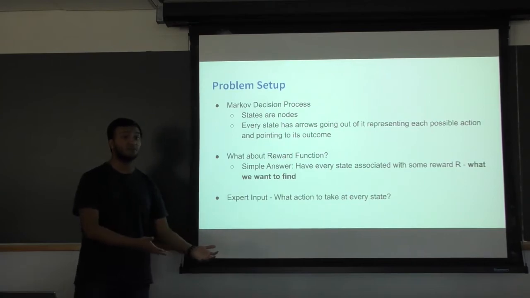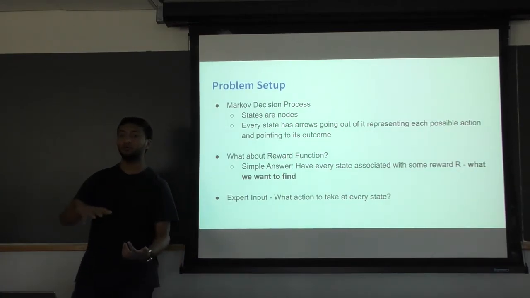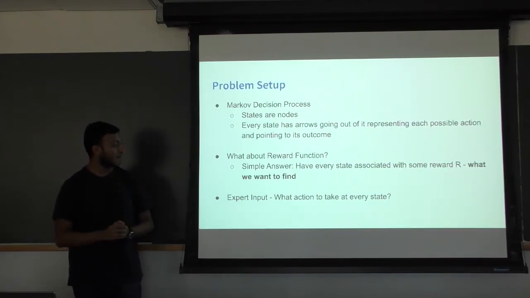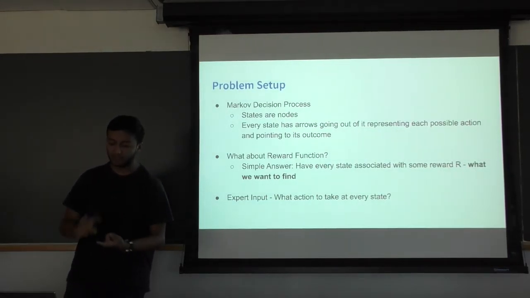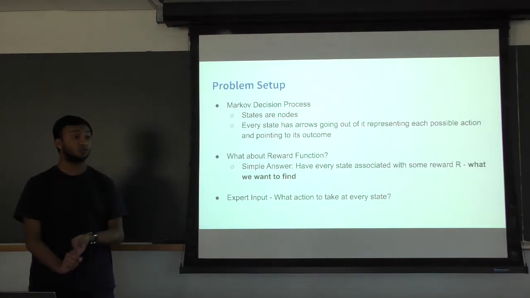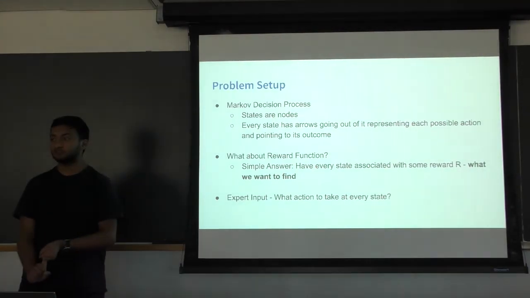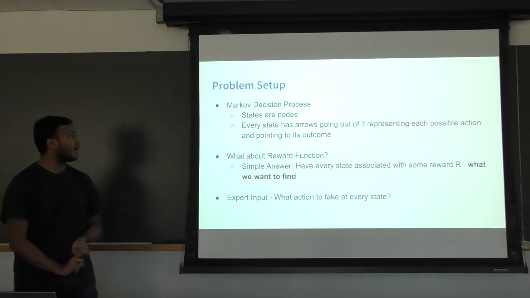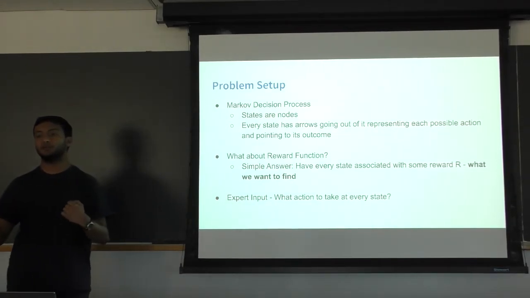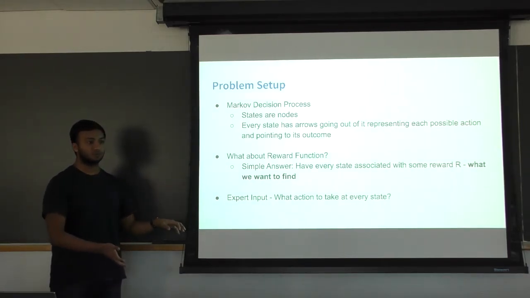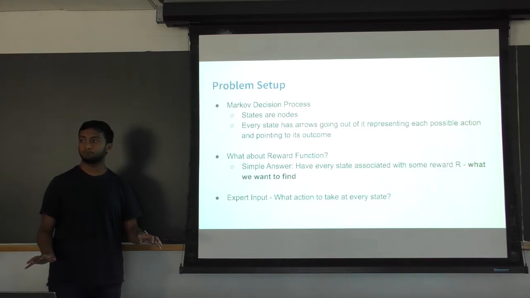Right? So in the basketball example, the state would be if a ball goes through the hoop, there's some reward associated with that. Okay. And that's essentially what our problem formulation is. We have the expert's input, which in this case is going to be what action to take at every state. We have the states and transitions kind of already known to us. And then we're going to be trying to figure out what the immediate reward at each state is, given those two inputs. Does that make sense?